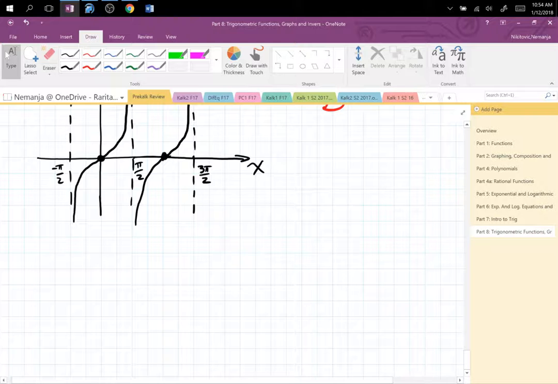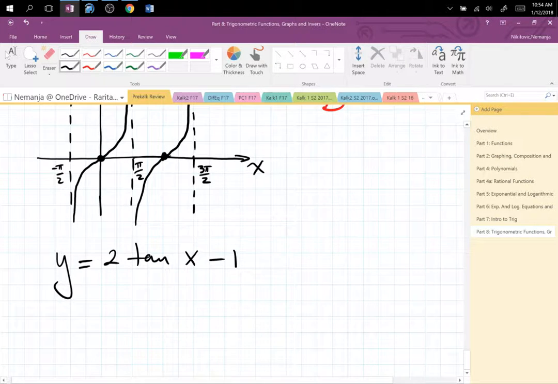So let's immediately jump into an example. Let's say y equals 2 tangent x minus 1. So amplitude A is 2, B is equal to 1, which means the period is pi, and C is equal to 0, which means you will go through 0, 0, and D is equal to negative 1.